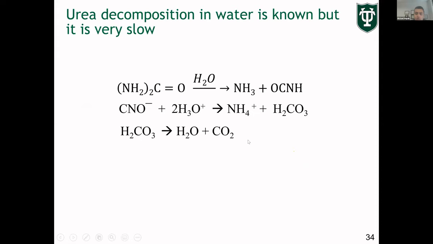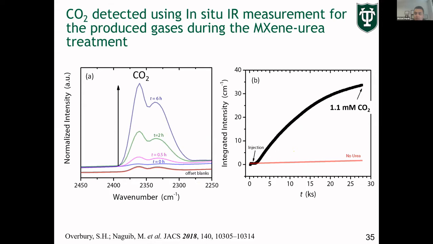So can it be the case that we are really decomposing urea at 60 degrees and forming CO2 gas, and the byproduct of this decomposition is what intercalates? We did the IR measurement and found that, yes, we see the CO2 signal increasing with time when we drop urea on top of MXene at that temperature, a significant increase in the CO2 content.